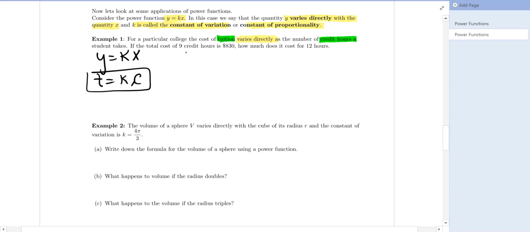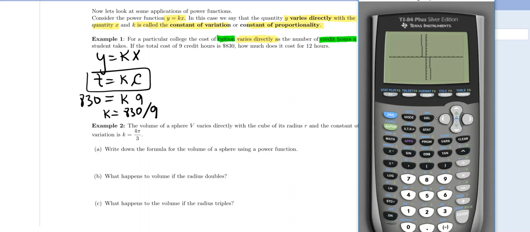So now if the total cost of 9 credit hours, so when C is 9, the tuition is 830. Basically you plug in C is 9 and tuition is 830, and you don't know what k is, so you're going to solve for k. So k is going to be 830 divided by 9. We get that k is 92.22.